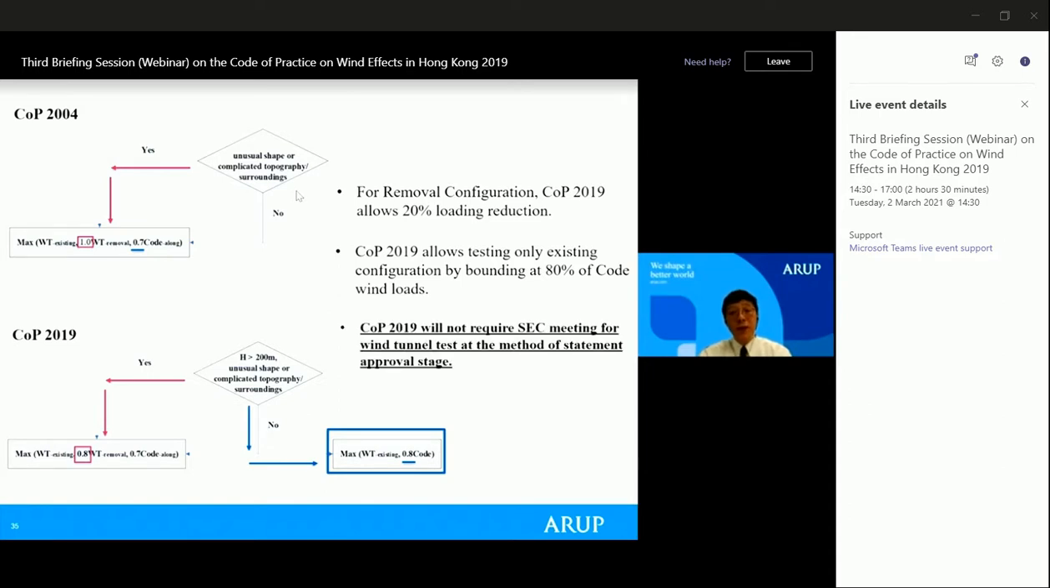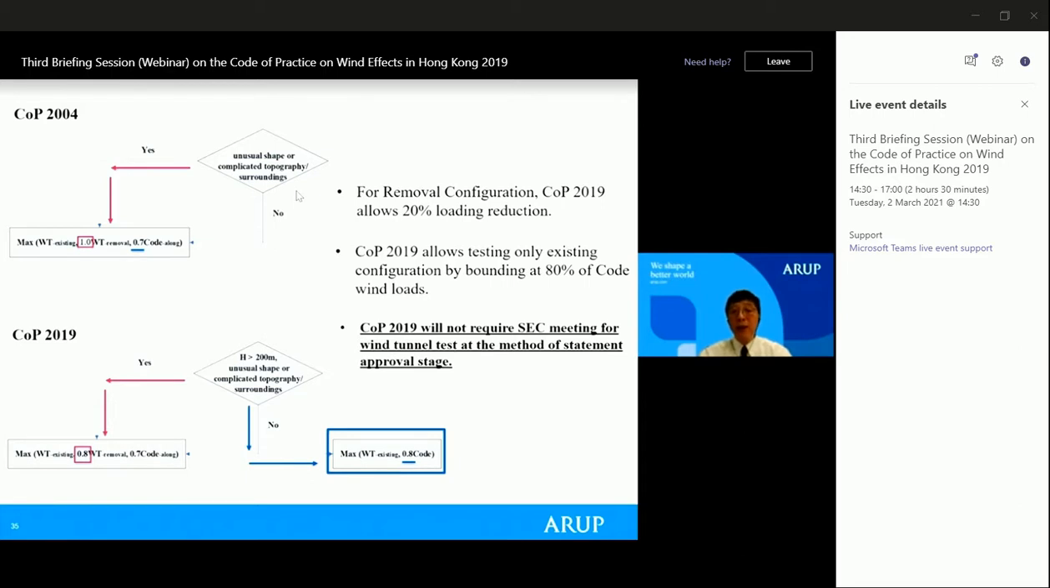Last but not least, 2019 code: if you follow the procedure in the code, then you will not be required to carry out an SC meeting for the internal test for the method statement in the approval stage. I think this covers all the points I would like to bring for the update, the key update in the key content.